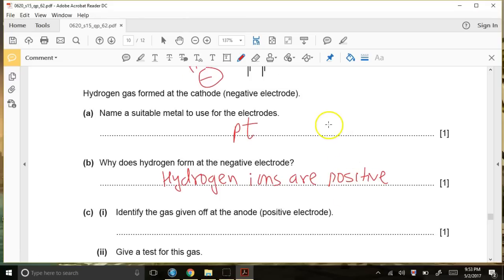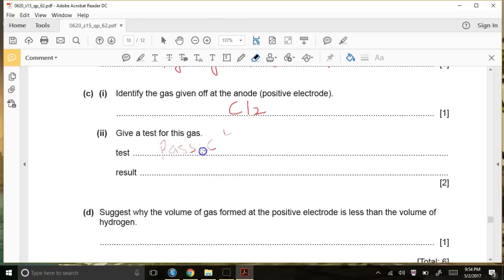That's the equation, just an equation. I'm just giving you an idea of what happens there. The two hydrogen ions gain the 2 electrons to form hydrogen. So that's the equation which happens. The next question says, give a test for this gas.